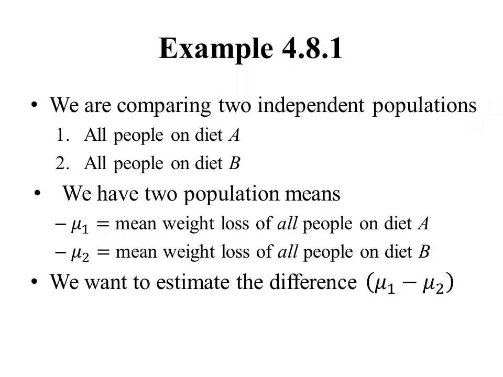Specifically in this example, we want to estimate the difference mu1 minus mu2. If diet A really were better, then we would expect this difference to be positive. And if diet A were not as good as diet B, then the opposite would be true.